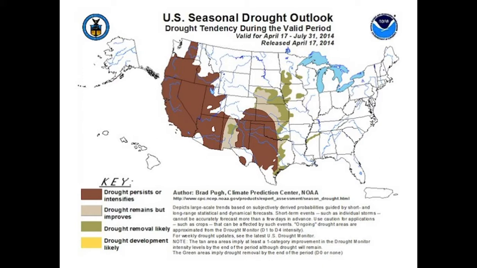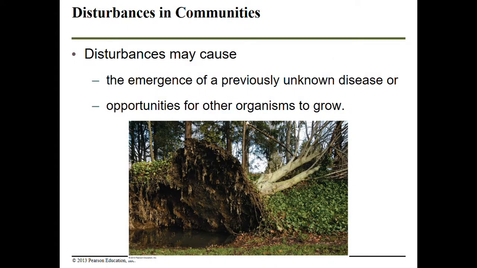Here's a seasonal drought outlook of 2014. So you can kind of look through this, where the drought persists or intensifies. So California, out west. Moving on.